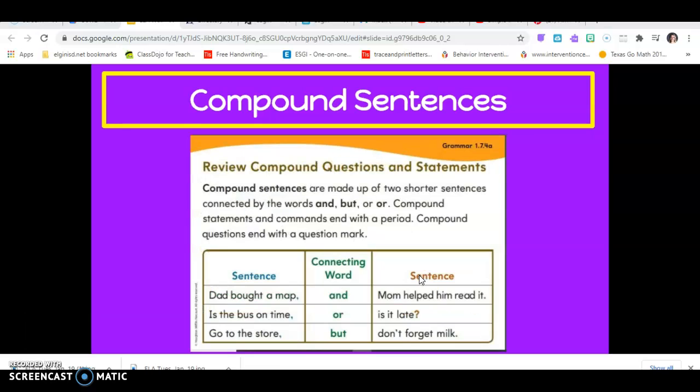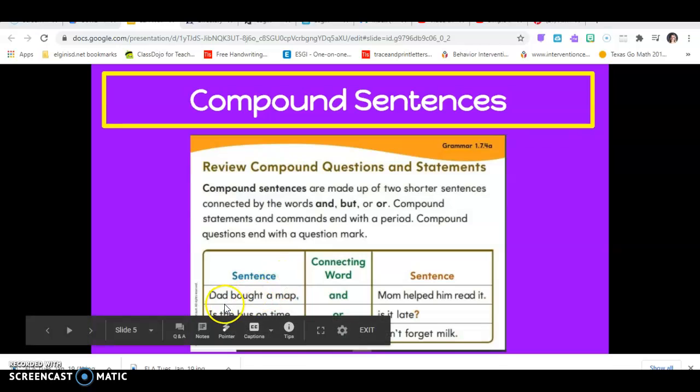Very good. So now let's review some compound sentences. This one says, Dad bought a map, comma, the connecting word or conjunction is and. Mom helped him read it. Let's read that sentence together. Dad bought a map and Mom helped him read it. Very good.